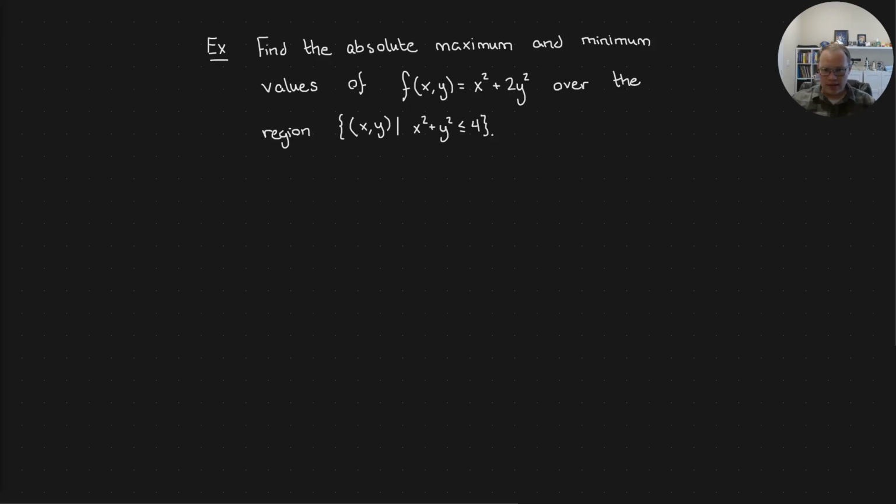So let's take a look at an example. So we want to find the absolute maximum and minimum values of the function x squared plus 2y squared over the circular region x squared plus y squared is less than or equal to 4. Okay? So the values that we are allowed to plug into the function, the region we are looking at, if we just look at the xy plane and look at the xy values we're allowed to plug in, we're only allowed to plug in the x and y values within a circle of radius 2. Okay?